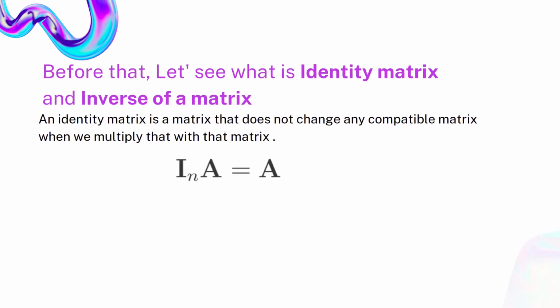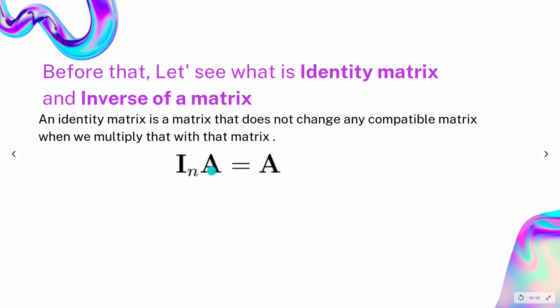So before understanding the inverse, we got to see what we mean by identity matrix. An identity matrix is a matrix that, when multiplied with another matrix, doesn't change the matrix at all. So if you take A to be any n row matrix, and you multiply it with an n cross n identity matrix, you get A. For any matrix A you can take, multiplying the identity matrix with it gives the same matrix. So the identity matrix does not change the matrix at all.